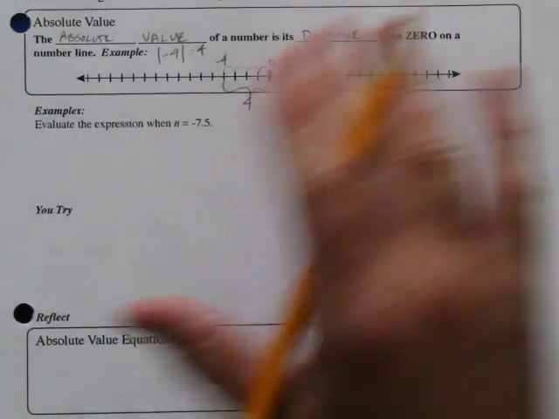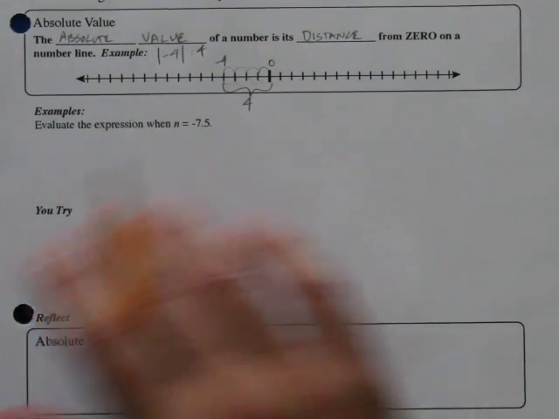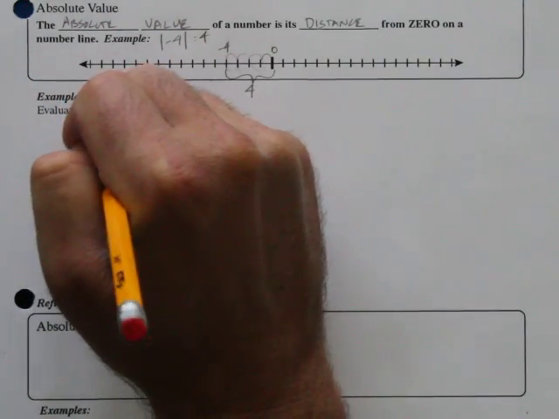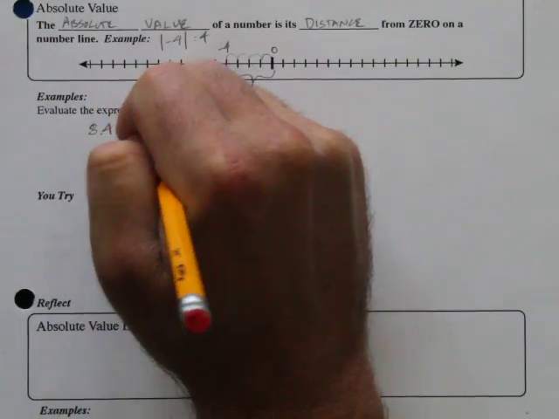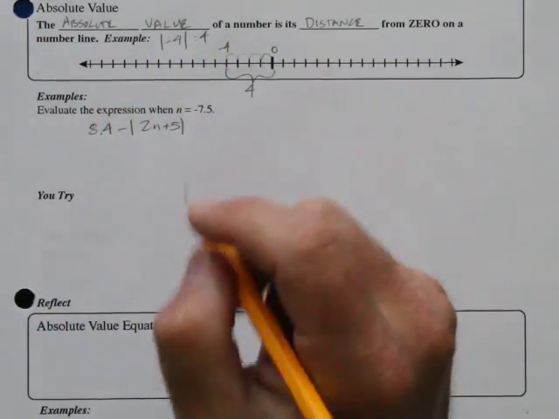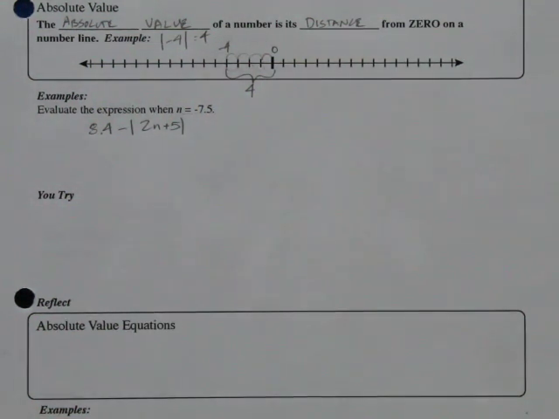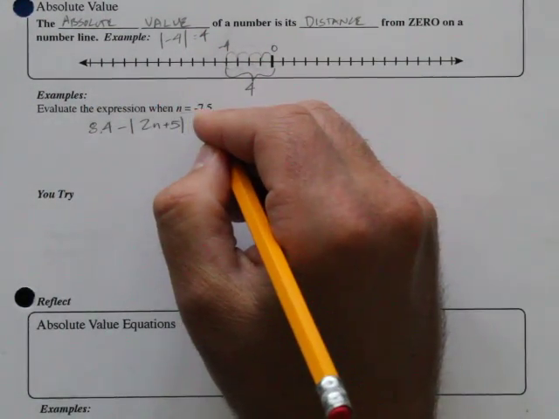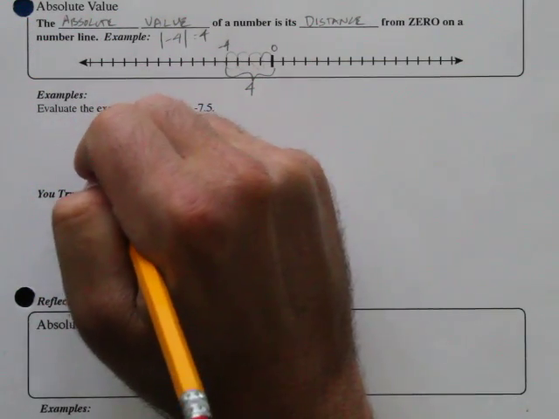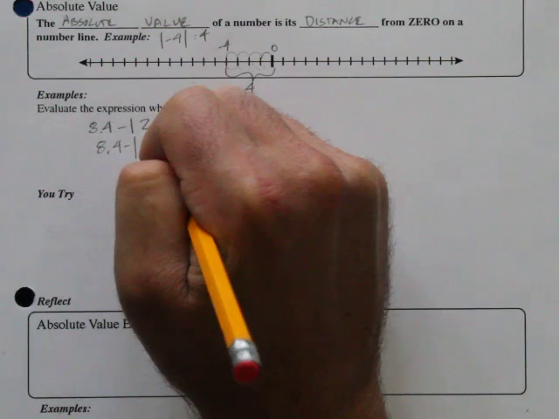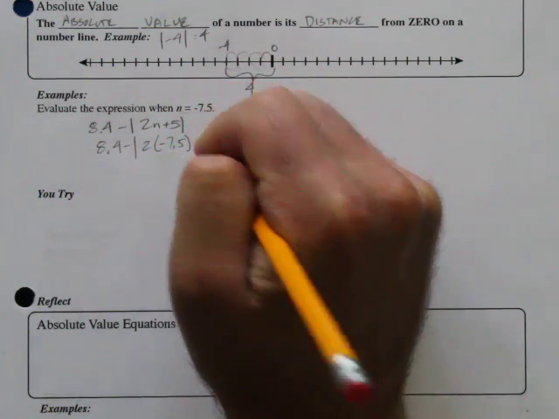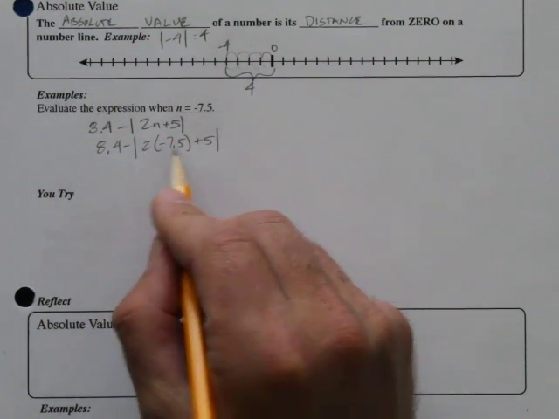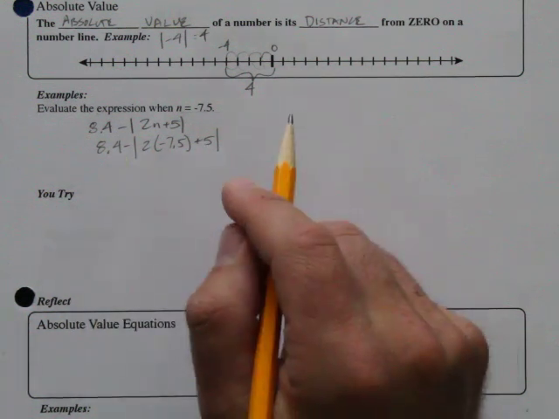All right, let's do some examples of absolute value expressions here. So if I have 8.4 minus the absolute value of 2n plus 5, where n equals -7.5. Let's work this out here. So I'm going to substitute -7.5 in for n. 8.4 minus the absolute value of 2 times -7.5 plus 5. I'm going to treat my absolute value like a parentheses. So I have to do what's inside here first, and then I can work with what's out there.